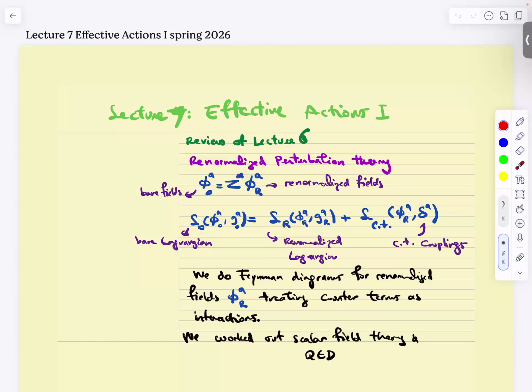All right, so today we're going to start a discussion of effective actions. There will be two lectures this week on effective actions, and we will get to the renormalization group. As usual, if there are any questions, please do ask along the way.